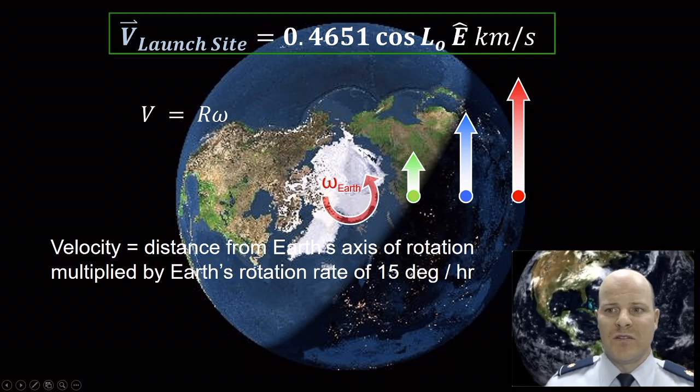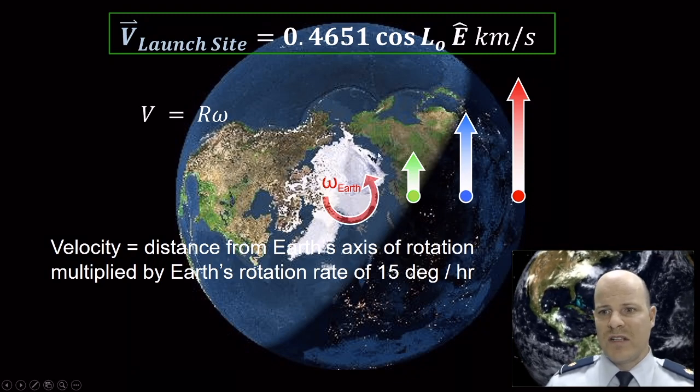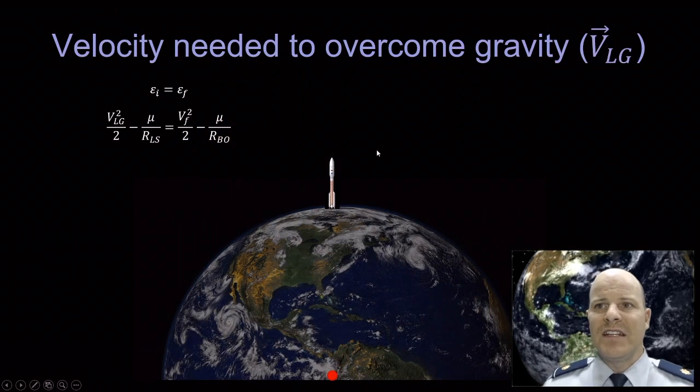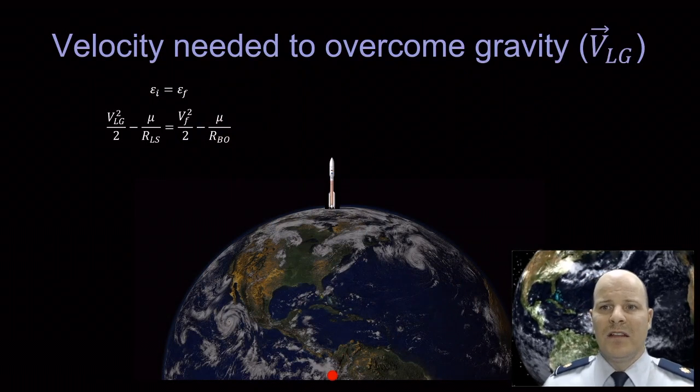Since the Earth is rotating eastward, our velocity at the launch site is always going to be eastward as well. Next, we need to figure out the velocity we require to overcome gravity. So that's going to be V loss gravity.